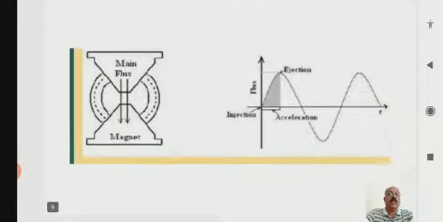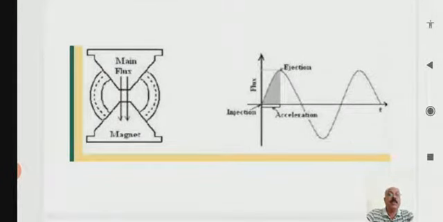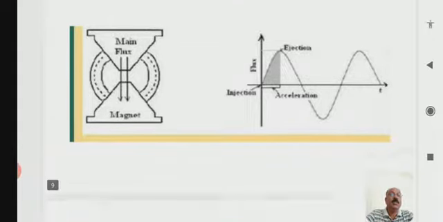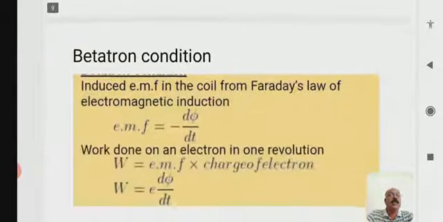So this is the diagram. One is the main flux and it is a magnet, and the graph must be drawn, flux versus time period. Then what happens? The electron must be ejected and it comes back. So what are the conditions?